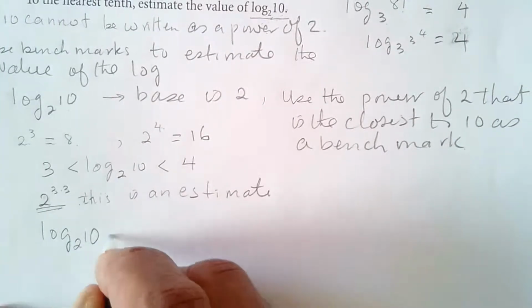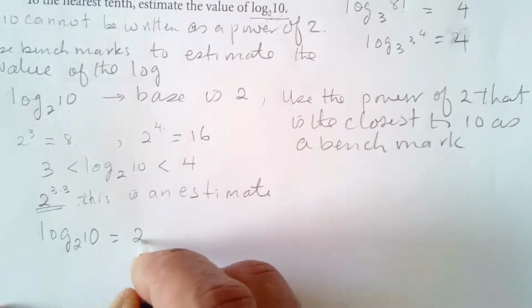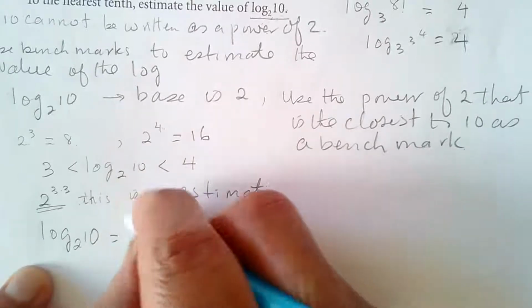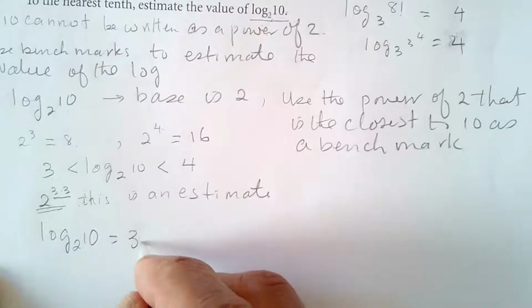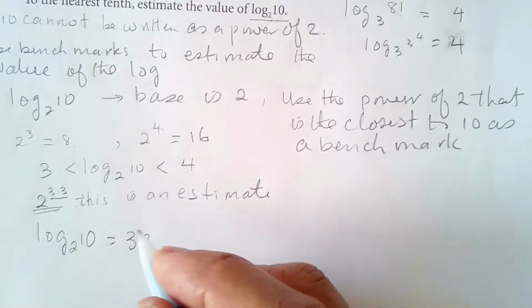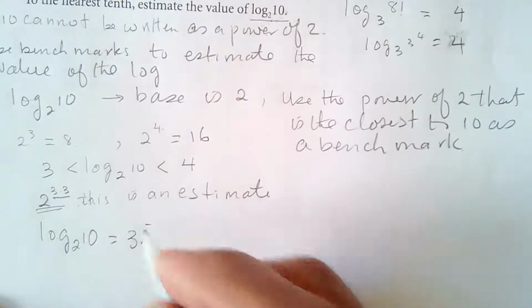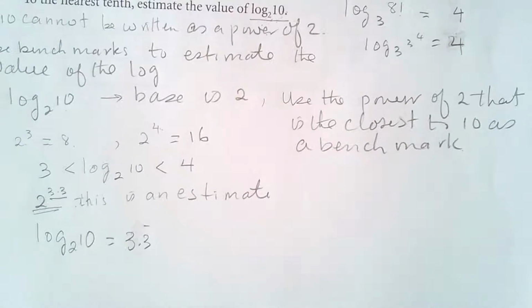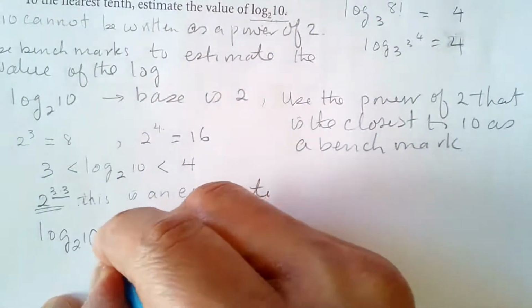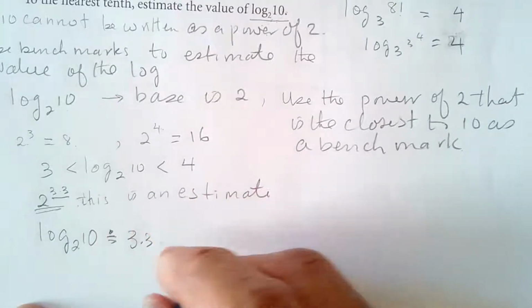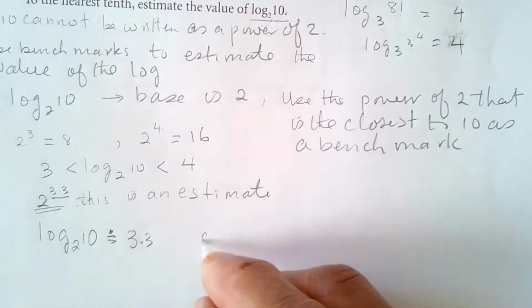Log 2 to the 10 is equal to 3.3. So I'm using my exponent here, 3.3, approximately. Oh, this should be an approximately here. We'll put a dot there. The symbol means approximation. So approximately.